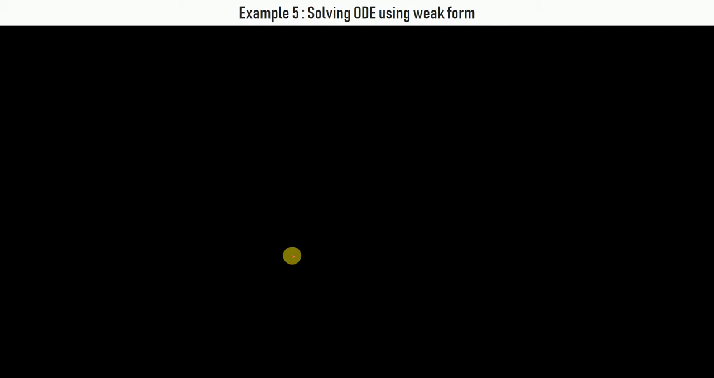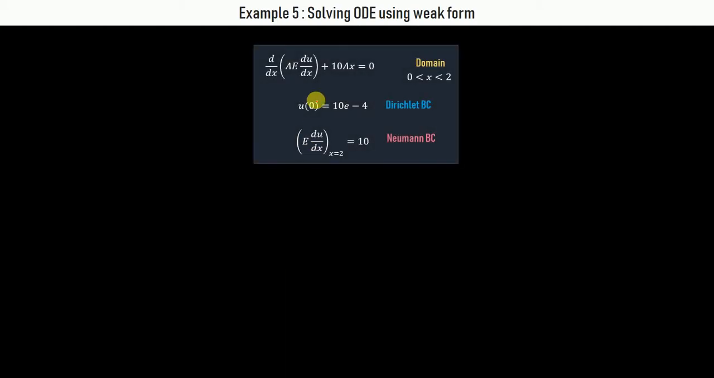Now let us take example 5 of solving this ODE. This is basically a governing equation of the 1D bar problem. It's defined in this domain, and we have specified a Dirichlet boundary condition u equal to 0 and some kind of Neumann boundary condition, because we have also multiplied a factor e here. At x equals 2, e u dash is 10. So we have a Dirichlet and a Neumann boundary condition. Both are non-homogeneous boundary conditions.